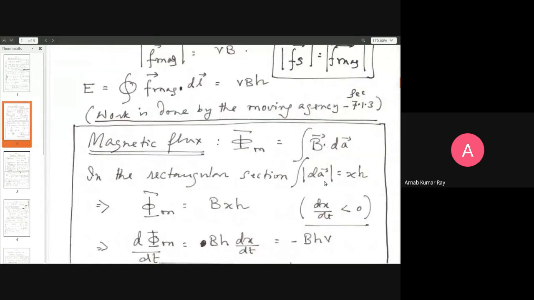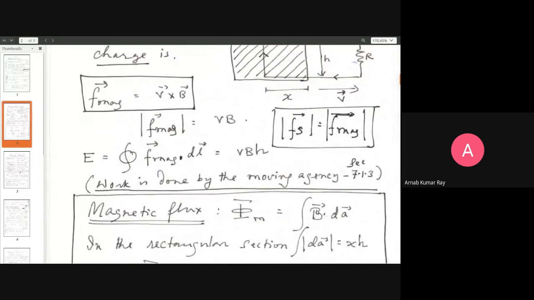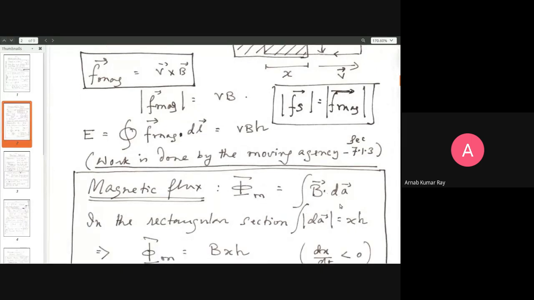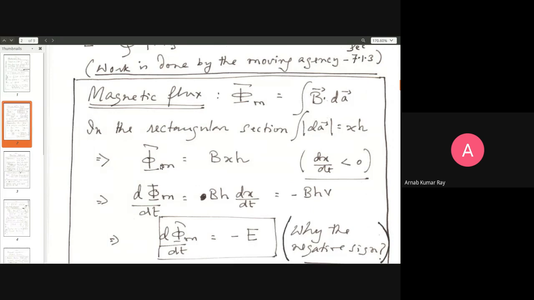And so B dot dA, the magnetic flux. Magnitude-wise, the magnetic field is not changing, so the magnitude of B will be fixed. So we can simply take this integral to be B times the area, xh. B has a constant magnitude, therefore it's not going to change anywhere within this integral. So you can simply multiply B with the area of the rectangular cross section, B x h. That is the magnetic flux. Now we shall take the time derivative of this: d phi m dt is equal to B h dx dt.